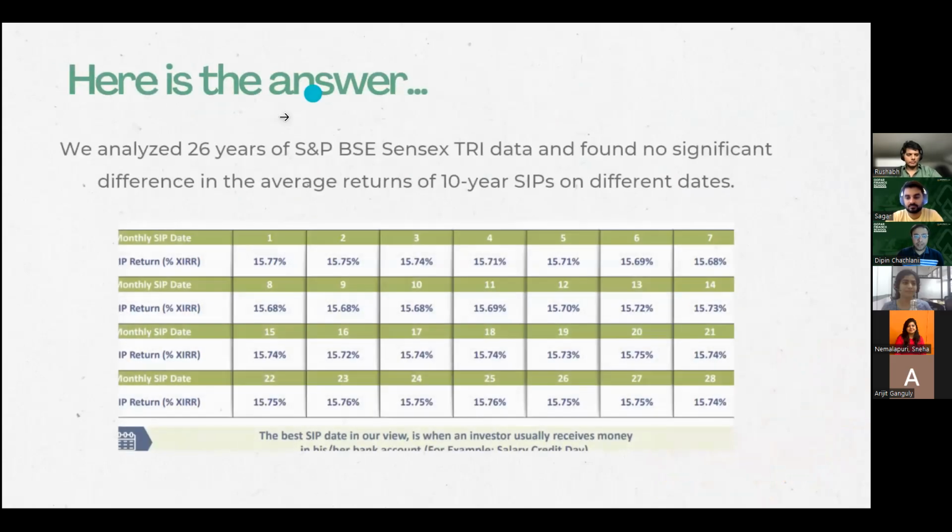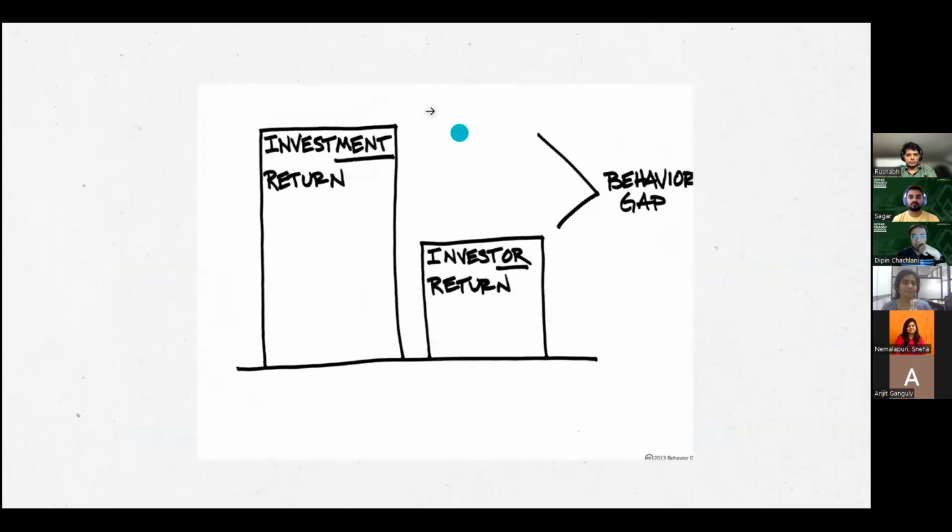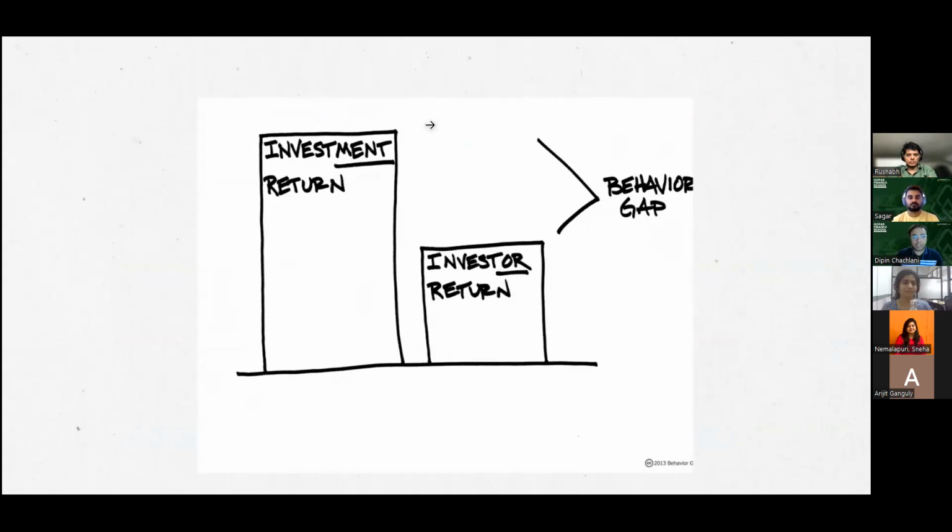So this was a quick study which was done, where I think they studied 26 years of S&P BSE index data, the BSE Sensex, and they found no significant difference in the average returns of a 10-year SIP on different dates. Right? So you did a 10-year SIP in BSE 30, Sensex 30, and the returns you can see are 15.75, 15.76, 15.77, 15.75. So returns are the same. You don't need to think about which is the right day to start investing. You can start your investment on any of the dates, and I think you would get the same returns. Because many people feel that investing early, or let's say in the first week, would give them low returns, but that's not the case.